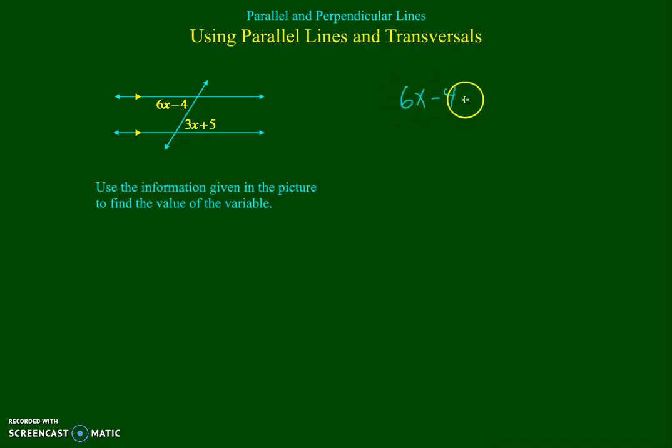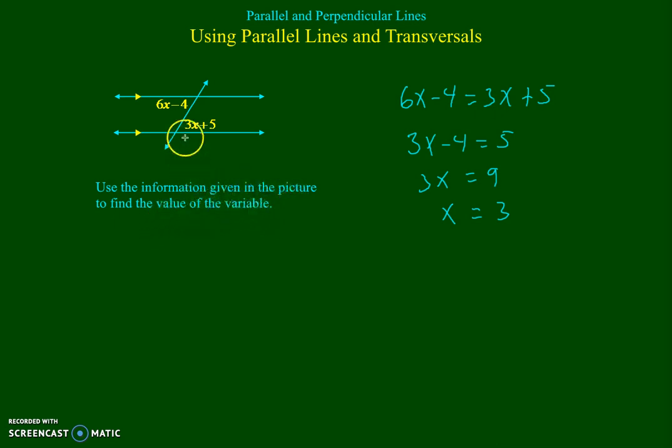6x minus 4 equals 3x plus 5. Now you can solve this any way you want. I like to combine my x terms first, and I like to combine them on the side that's going to make the x terms positive. So they're going to be positive over here, so I'm going to subtract 3x from both sides. So we have 3x minus 4 equals 5. I'm going to add 5. 3x equals 9, and then divide by 3. X equals 3.